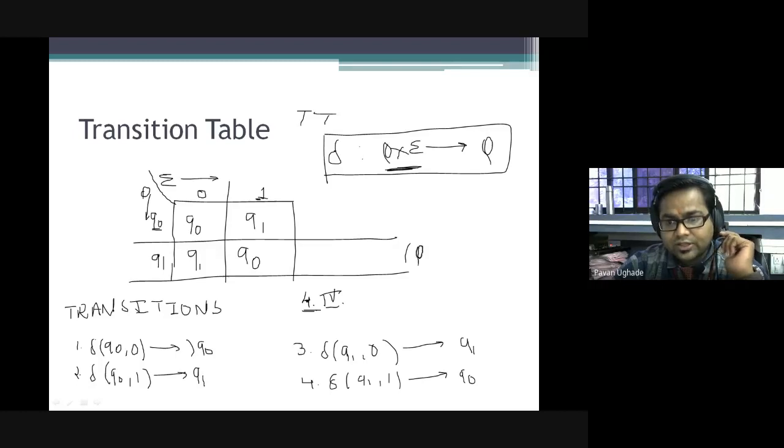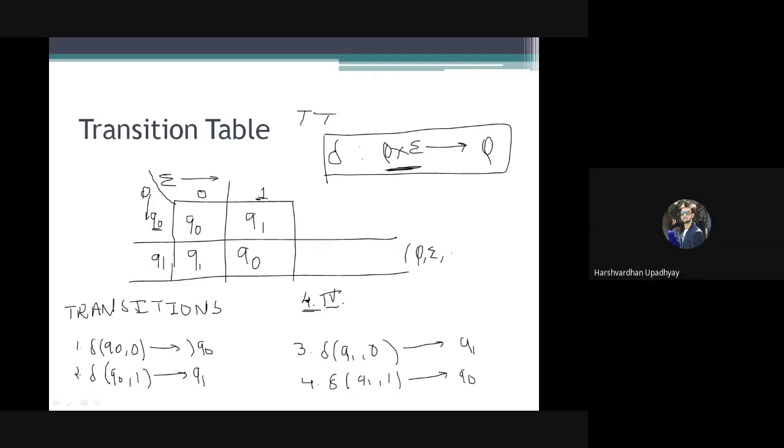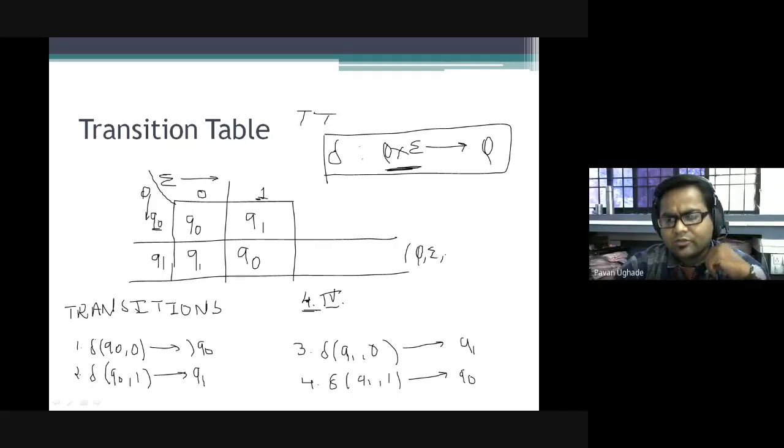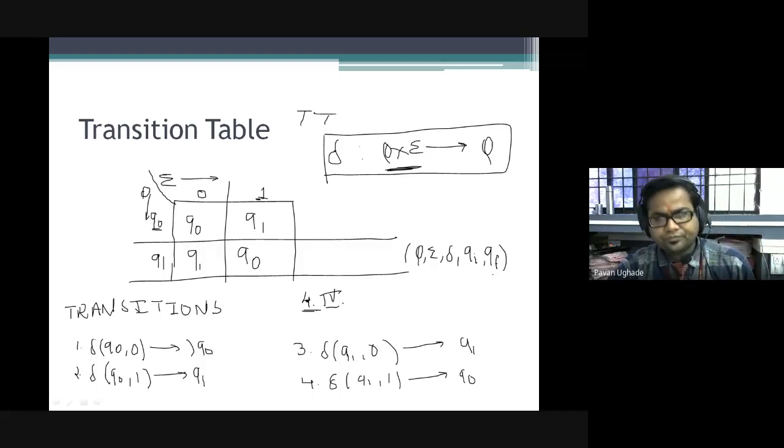First, I'll tell you the states. Second one is the alphabet, the symbols. Then next is the transition function. Then it is the initial state, the start state, and last is the final state, qf. F is the final state.